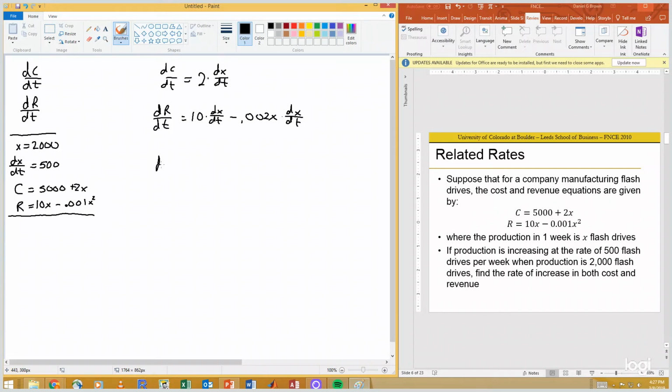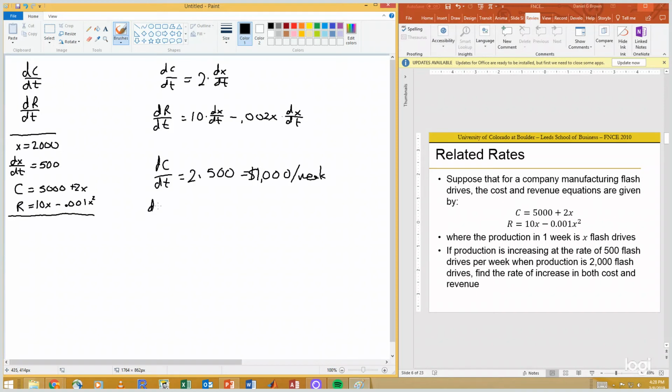So dC/dt is equal to 2 times 500 equals $1,000. So my costs are increasing at $1,000 per week.